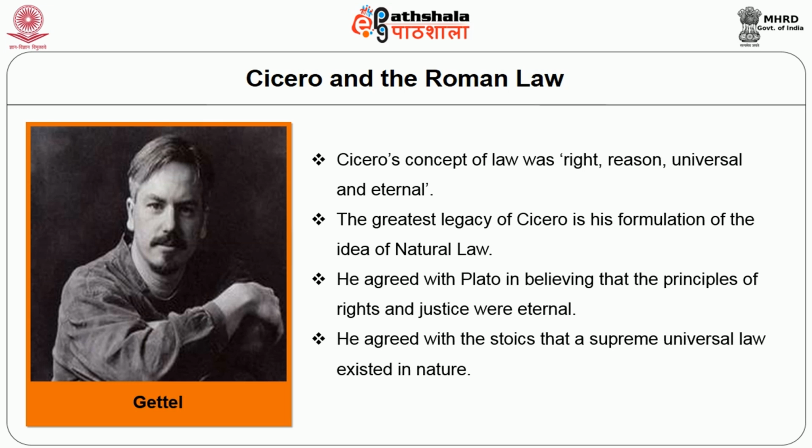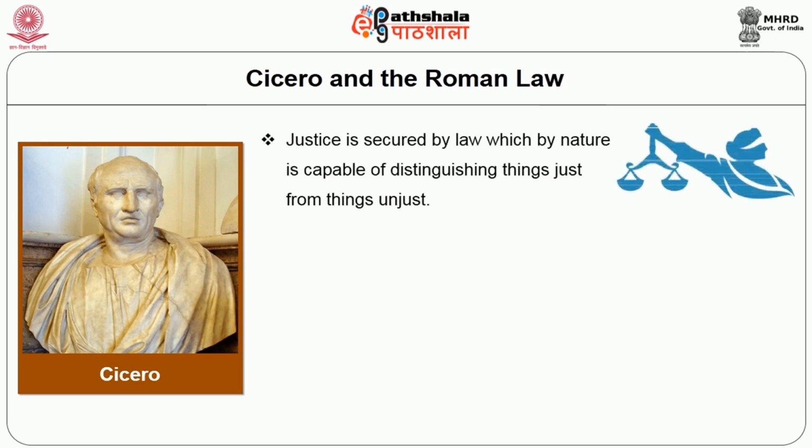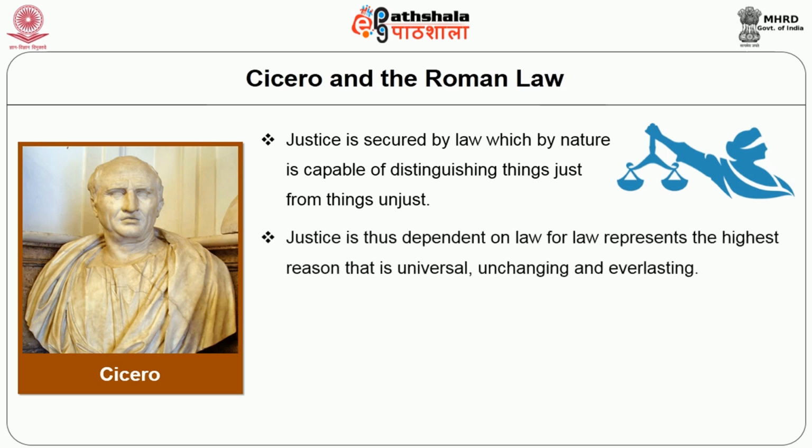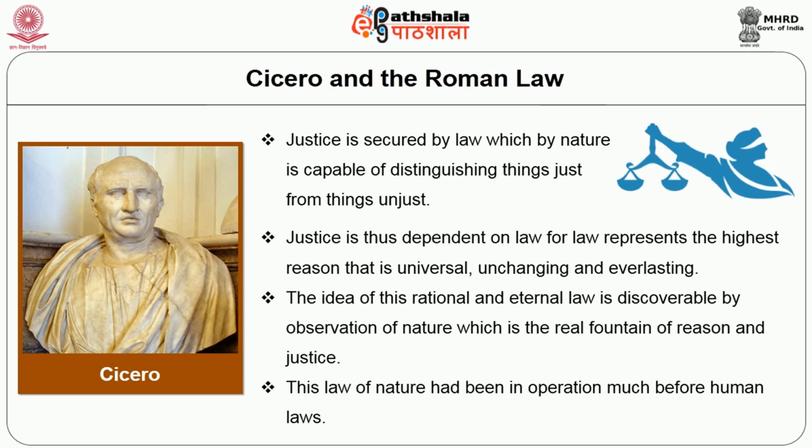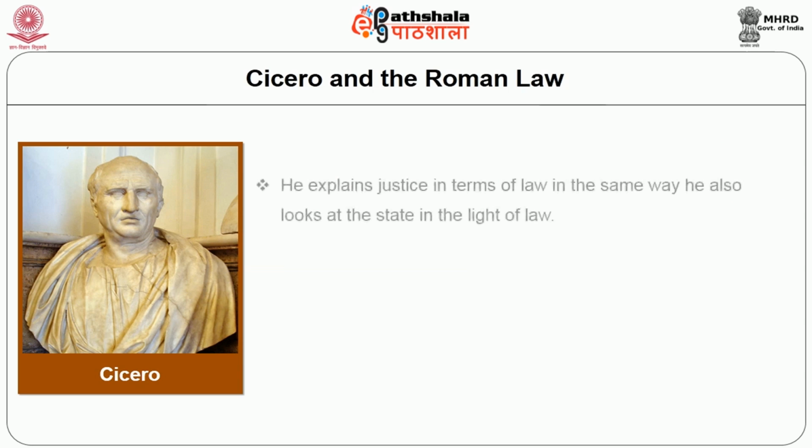and further he agreed with the Stoics that a supreme universal law existed in nature. According to Cicero, justice is secured by law, which by nature is capable of distinguishing things that are just from things that are unjust. Justice is thus dependent on the law representing the highest reason that is universal, unchanging, and everlasting. This idea of rational eternal law is discoverable by the observation of nature, which is the real foundation for reason and justice. As Cicero explains, justice is in terms of law.